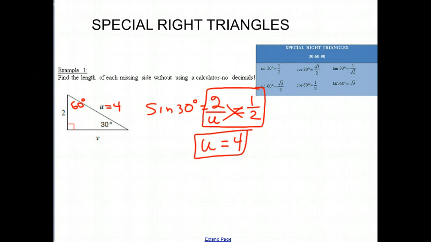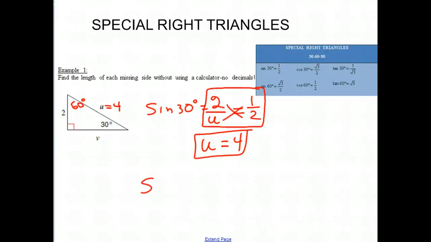If we want to find v, there's two ways we could do it. You could certainly use the Pythagorean theorem now to solve for v. What we're going to do is use some trig. So what we want to do is deal with either the 30-degree angle or 60-degree angle. We have two choices here. We could talk about the cosine of 30, which is our v over the hypotenuse, or we talk about the sine of 60, which is also our v over the hypotenuse. Let's do the 60-degree angle.